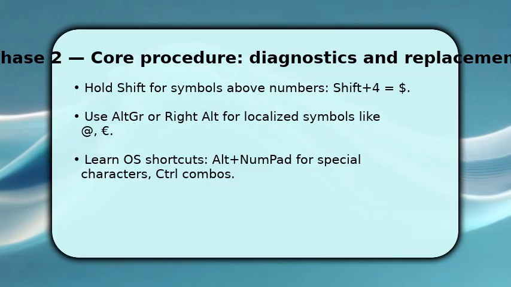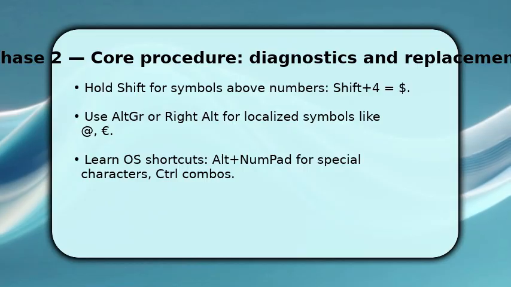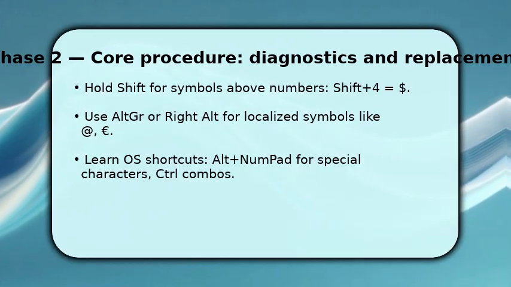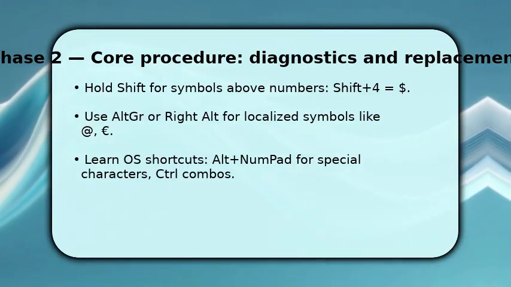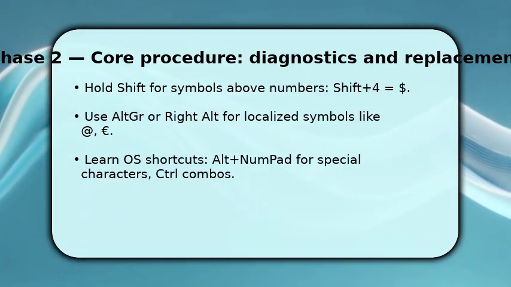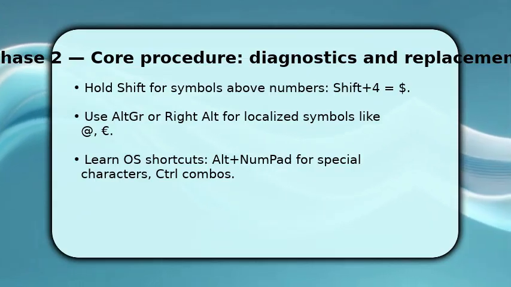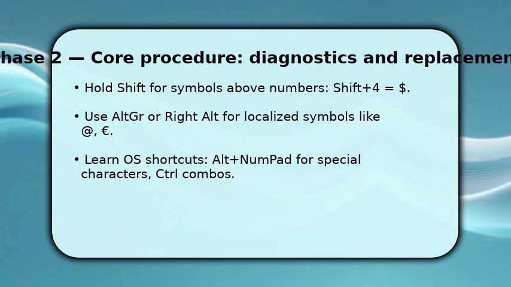Next, learn modifier keys so you get symbols and special characters. Hold Shift to access the top row symbols, Shift plus 4 types $. Use Alt-GR, right Alt for localized characters like @ or euros on many layouts. This avoids switching layouts. Once done, practice Alt plus numpad sequences for ASCII or Unicode input on Windows.